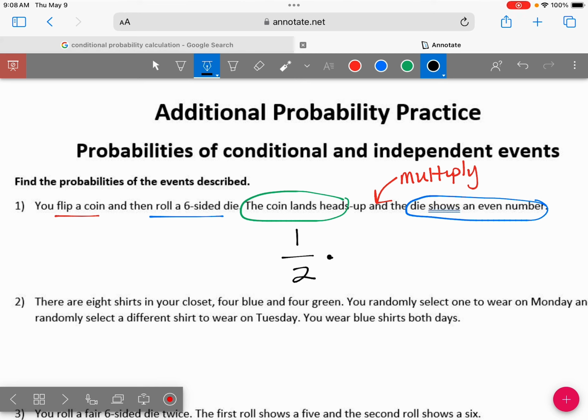A die has 6 numbers. How many of those numbers are even? 3. And now you're going to multiply it. 1 times 3 is 3. 2 times 6 is 12. That would be your probability.